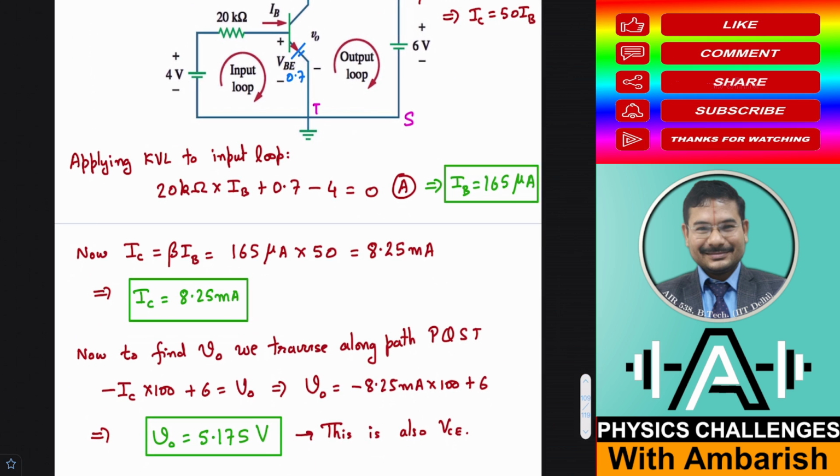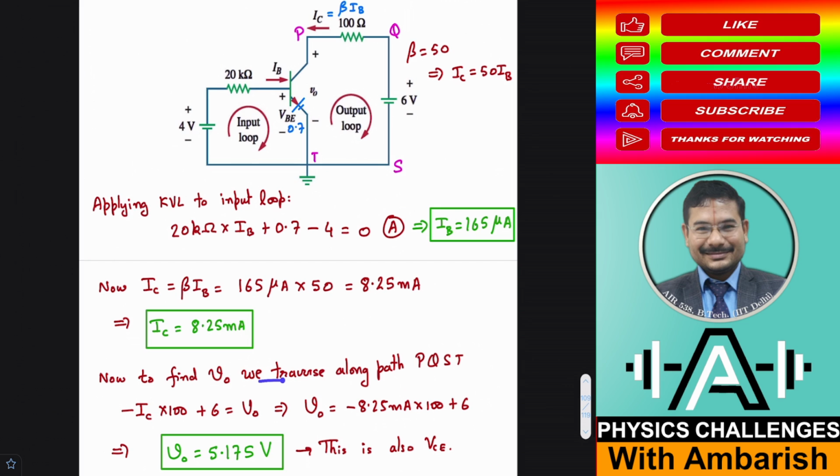Now to find V0, we traverse along the path PQST, and when I'm doing that, I'm traveling against the current here. So potential drop is minus IC into 100. This is 100 ohm. So minus IC, because against the current I'm moving, and then there is plus 6, and now we have reached point T, and this should be equal to V0, the summation of all the potential drops from P to T. Okay, and IC I've already found out, so I just substitute the value of IC in here and then solve for V0, and if I do that, V0 comes out to be 5.175 volts.